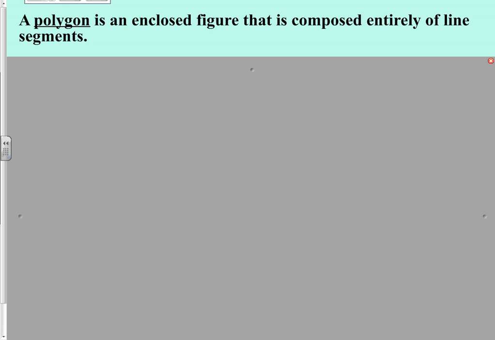Okay, now I mentioned this definition today in class, but here you have it for your paper. A polygon is basically a fancy word that simply means an enclosed figure that is composed entirely of line segments. The majority of our time this year is going to be spent focusing on polygons. We will look at some shapes that are not polygons, but there are not many of them, and we'll get to that later on in the year.